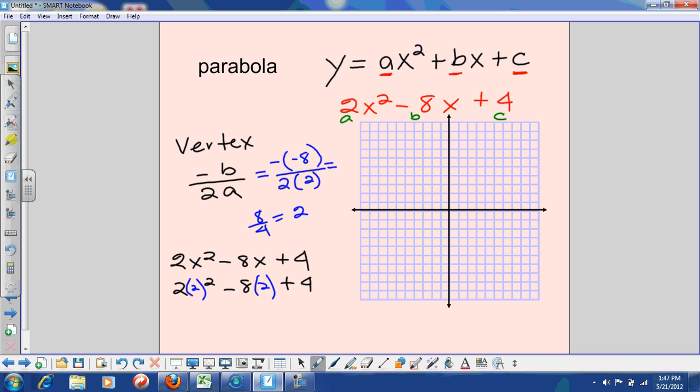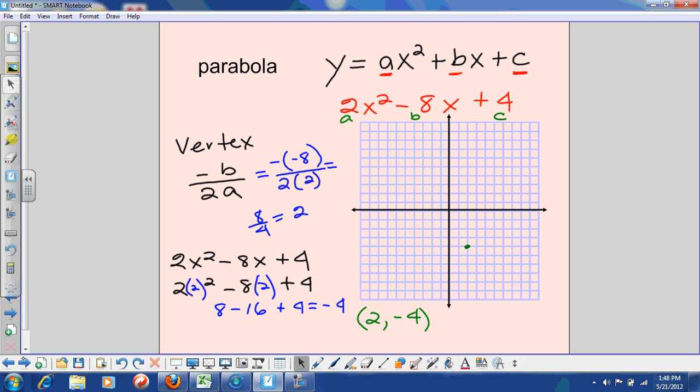And when we do that, we have 2 squared is 4 times 2, so that's 8. Negative 8 times 2 is negative 16 plus 4, and that's going to give us negative 4. So that's our vertex. The point where it changes is 2, so we go over 2 and down negative 4. So that's the point that we know is going to be the lowest because it's opening up, because 2 is a positive number.